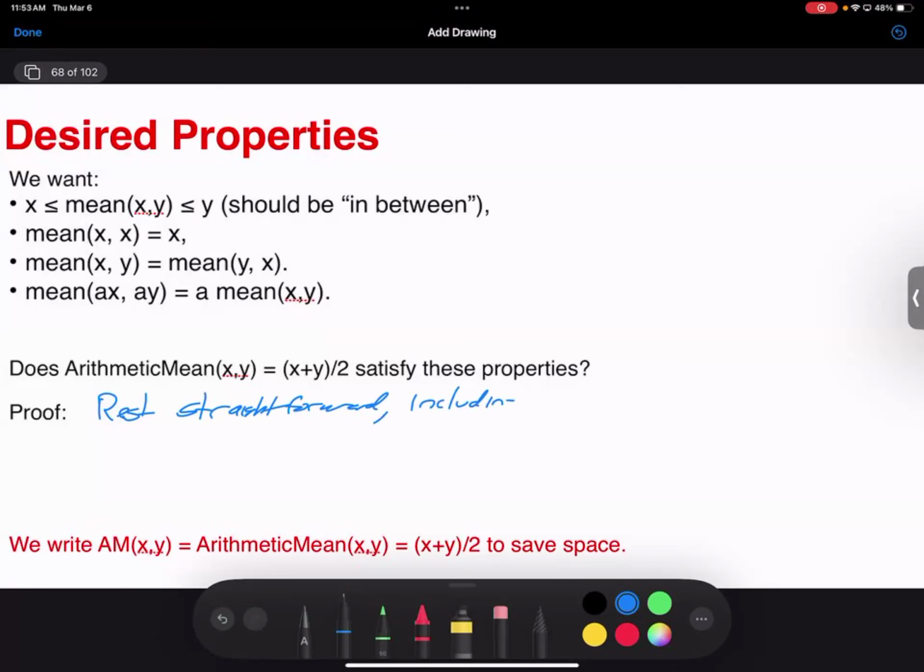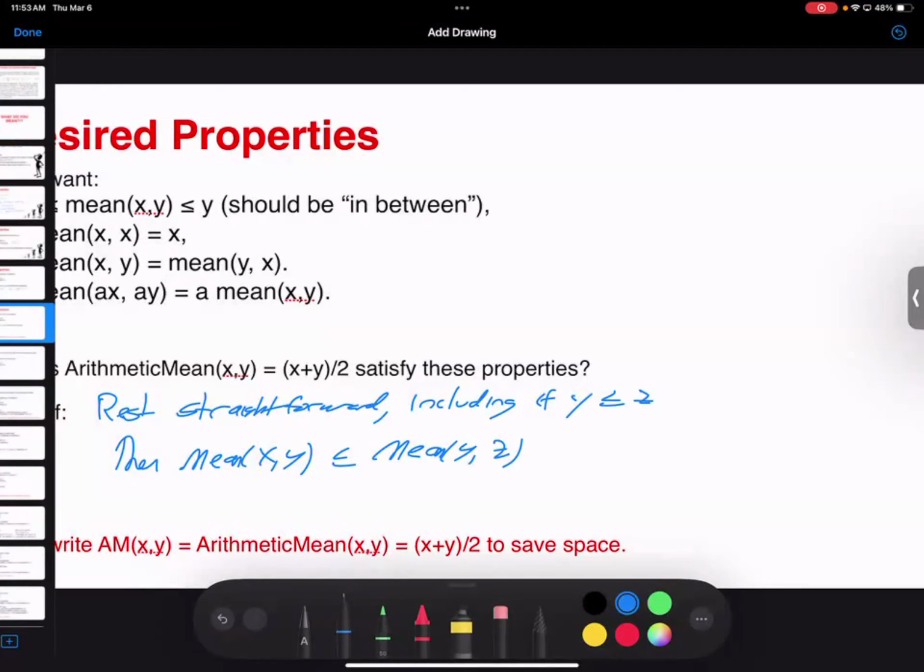including if y is less than or equal to z, then the mean of x and y is less than or equal to the mean of x and z. That's a great monotonic property to have. That if I fix x and I vary the second one, as I increase the second one, the mean can't go down. Okay, and so we'll often write AM for the arithmetic mean to just save some space.